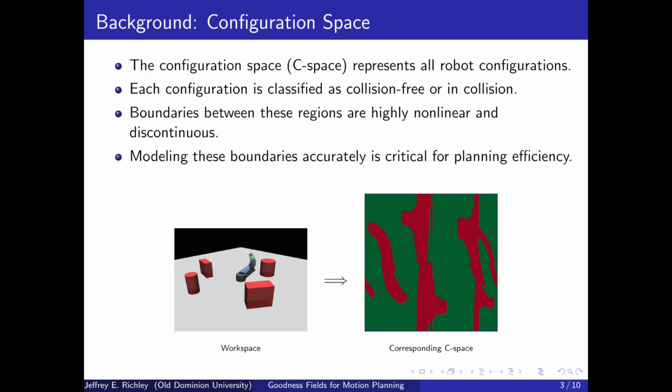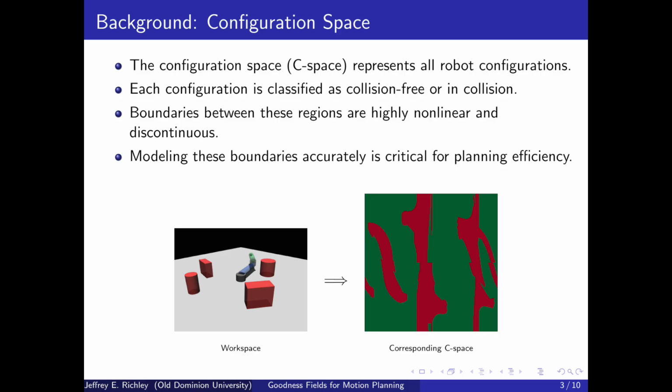To understand why surrogate models are useful, it helps to briefly revisit the idea of configuration space. The configuration space, or C space, represents all possible configurations of a robot. In this example, we're looking at a simple 2 degree of freedom system, so each configuration can be described by two joint angles. In the image on the right, the horizontal axis corresponds to the first joint angle, or theta 1, and the vertical axis corresponds to the second joint angle, or theta 2.